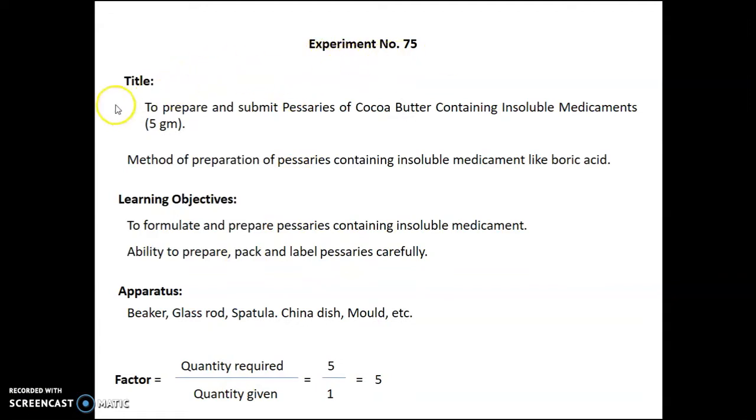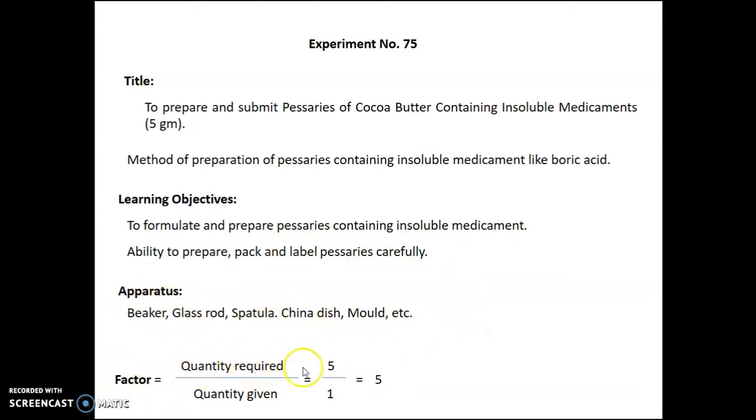Experiment number 75. The title of this experiment is to prepare and submit pessaries of cocoa butter containing insoluble medicaments, 5 gram. In this we are going to study the method of preparation of pessaries containing insoluble medicament like boric acid. Learning objectives are to formulate and prepare the pessaries containing insoluble medicament, and the ability to prepare, pack and label the pessaries carefully. Apparatus required are beaker, glass rod, spatula, china dish, mold, etc.